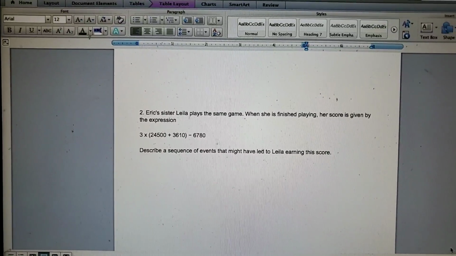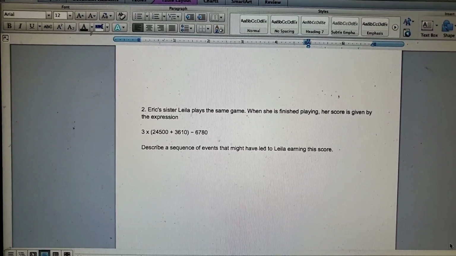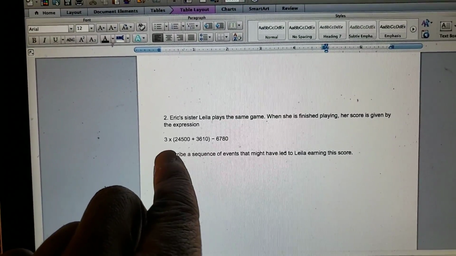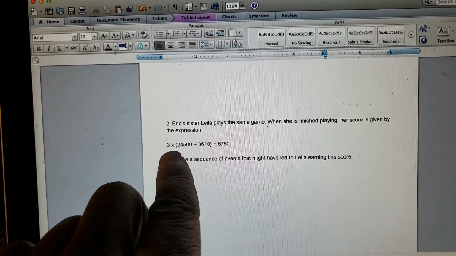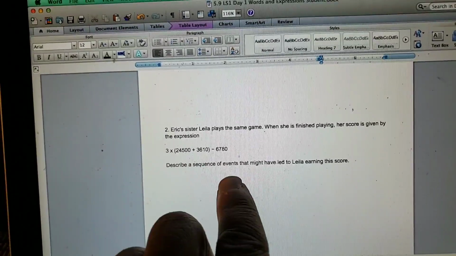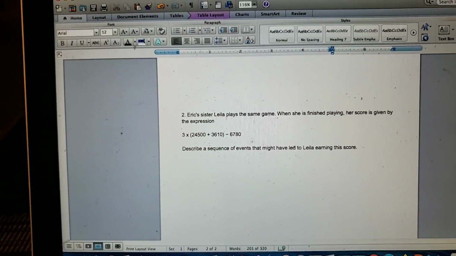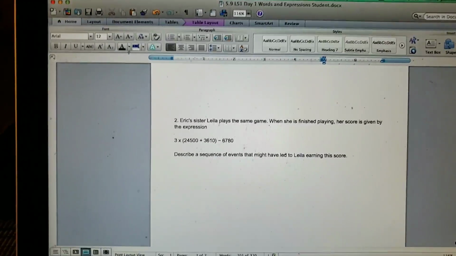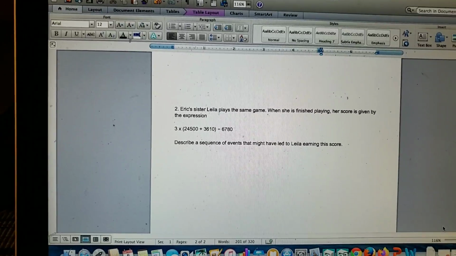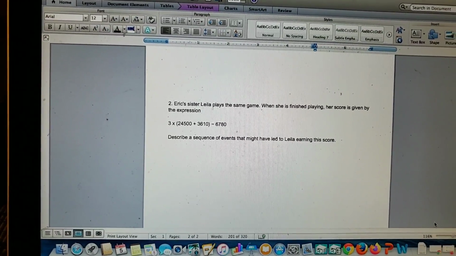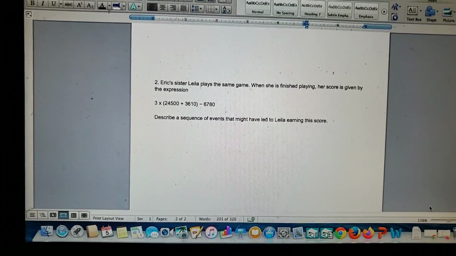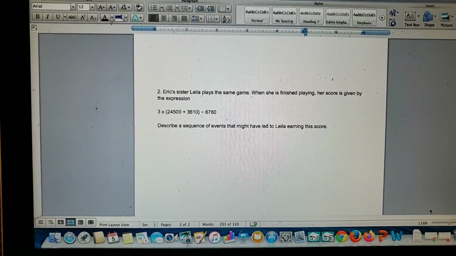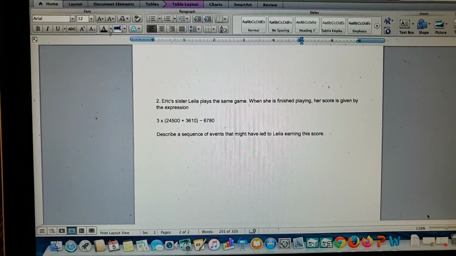Describe a sequence of events that might have led to Layla earning the score. So pretty much what you're going to do is you're going to do the reverse, just like we've done in the lesson. You are going to look at this number sentence and you are going to write an expression. Write word sentences for this expression or equation. So this one looks like you might have to write 2 or 3 sentences. Okay, one sentence ain't going to be enough. You're going to probably have to write 2 or 3 sentences. Okay, so be creative. Totally up to you how you want to word it.